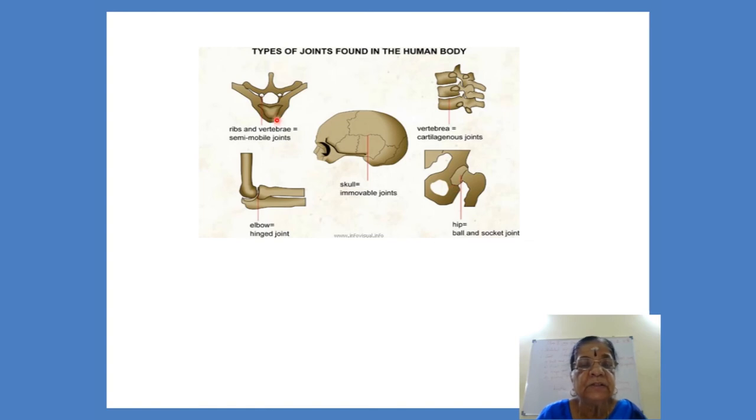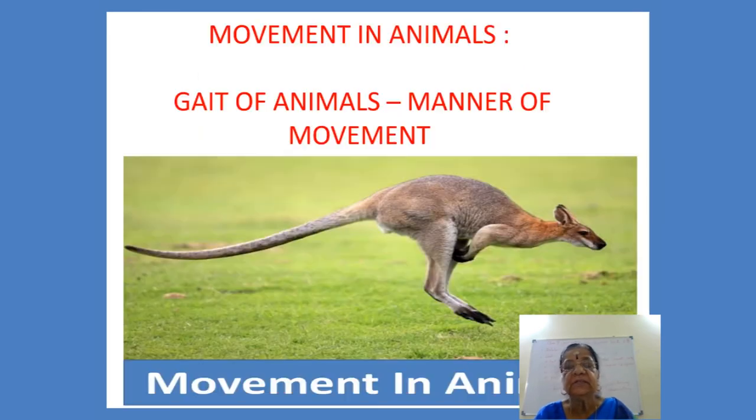This is a typical vertebra, we will study it in practical. In the middle is the centrum. These two are the transverse and lateral processes. This is the elbow joint, hinge joint. Skull, immovable joint. This is the hip, ball and socket joint. Okay? This is for reference. Next we are going to move on to animal movements.